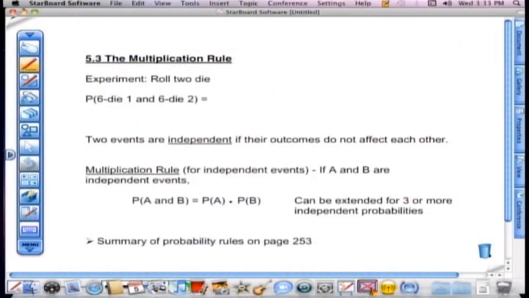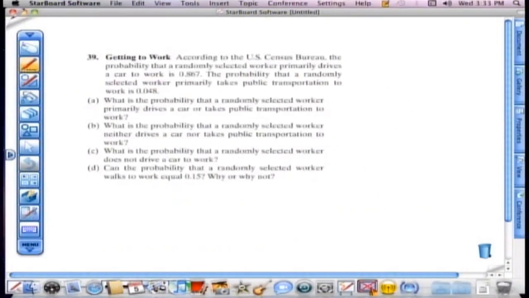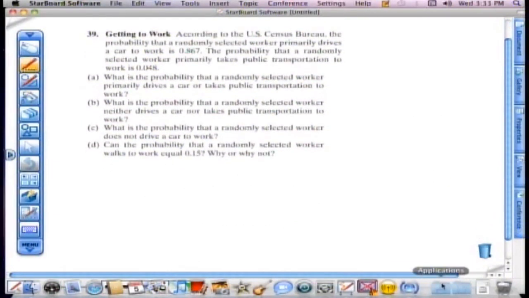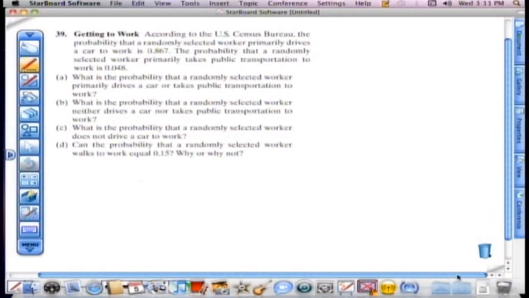Okay, here's another problem. According to the U.S. Census Bureau, the probability that a randomly selected worker primarily drives a car to work is 0.867. So again, we're still in 5.2, I believe. And this would be number 39 in the book.